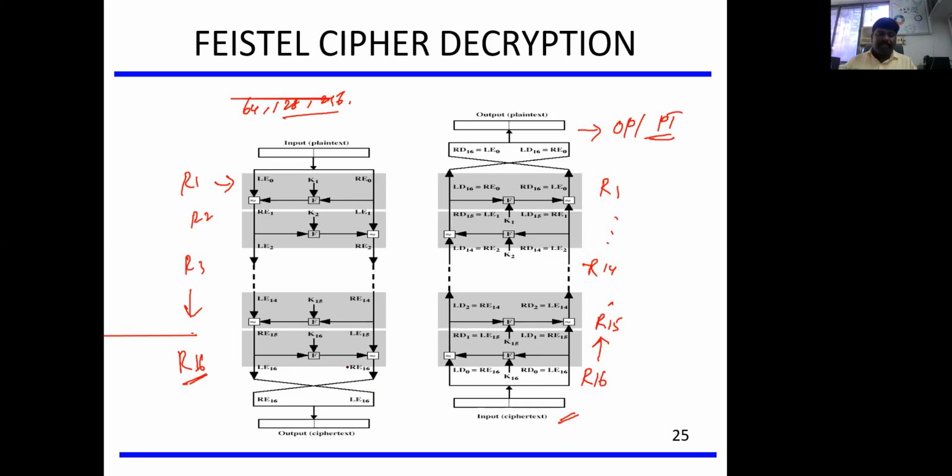Why do I say that this is symmetric key encryption? Whatever keys we used, K16, K15, down to K2, K1, the same keys are going to be used for decryption. When you talk about symmetric key encryption, the key which is used for encryption is the same key which is used for decryption. So that technique we call the symmetric encryption technique, right?